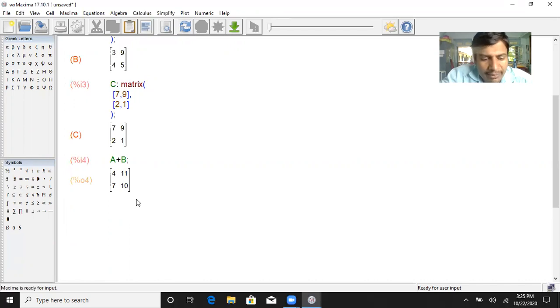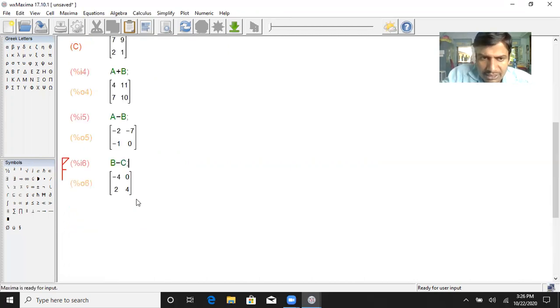Okay, next go to A minus B. That is A, then minus, that is B, then semicolon. Don't forget semicolon. Okay, this is A minus B and B minus C, B minus C, semicolon, then shift enter. Okay, that is B minus C.